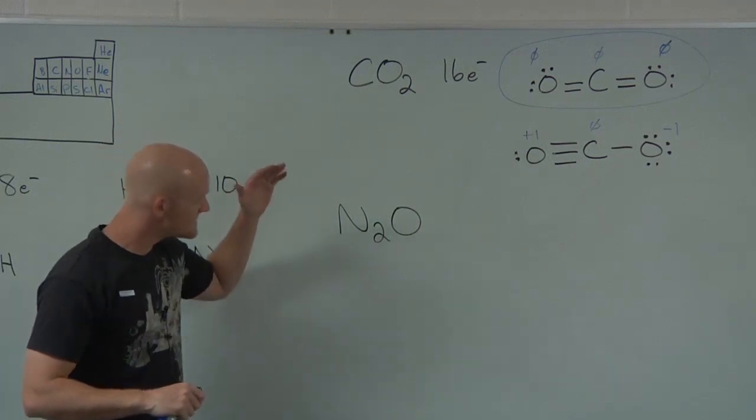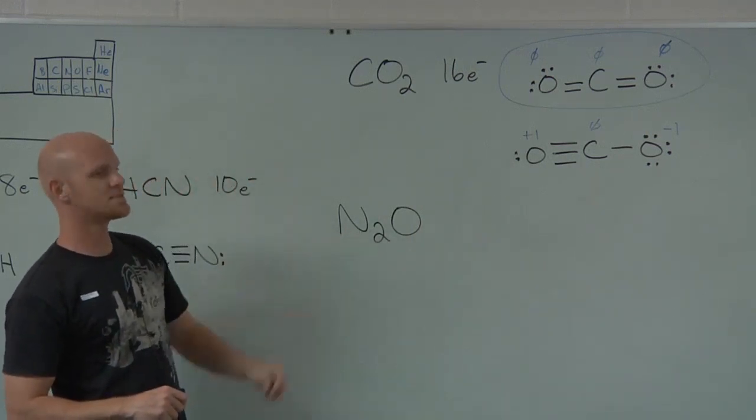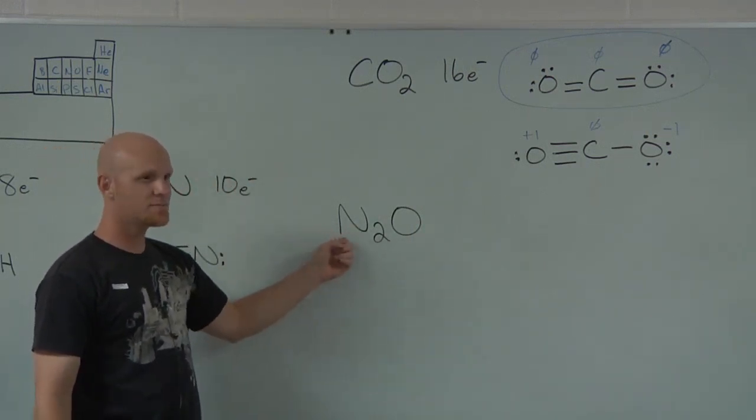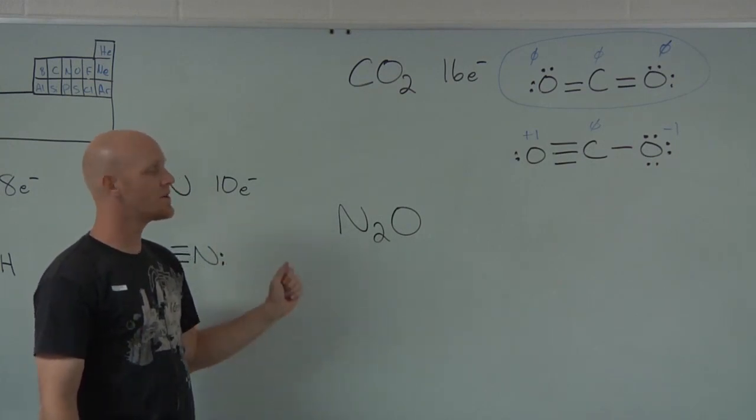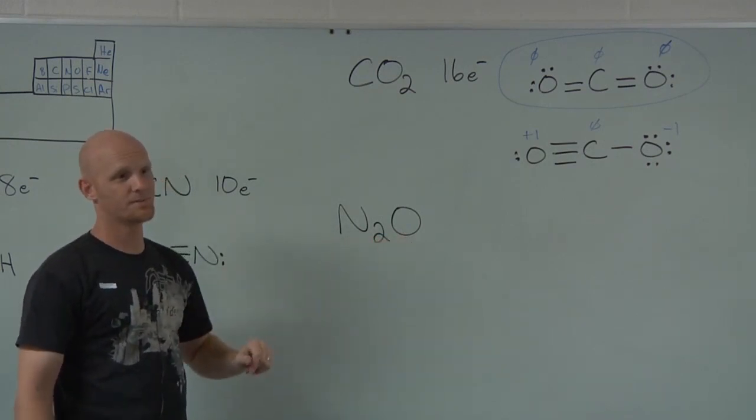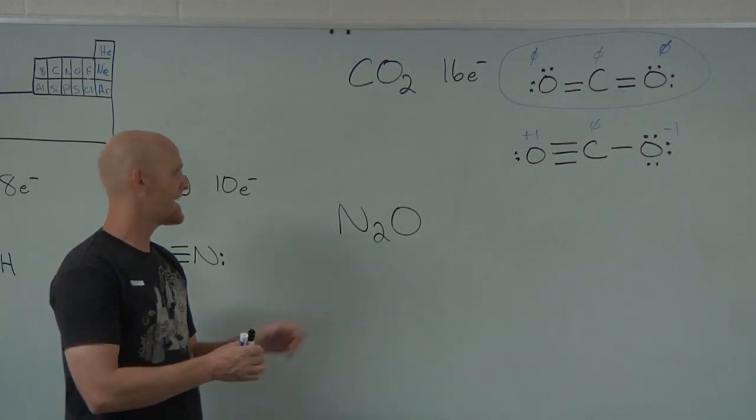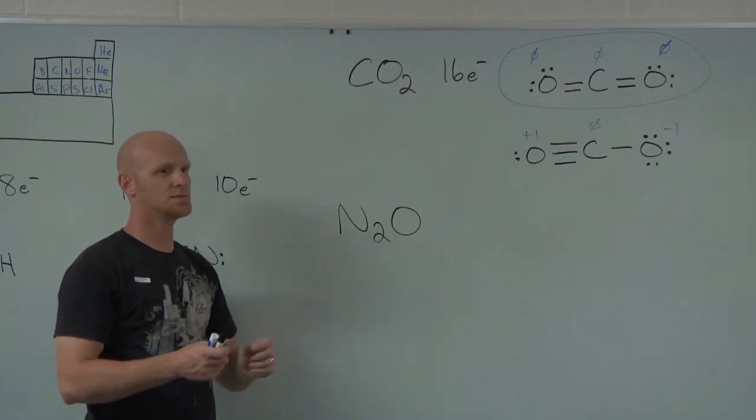And so he gives you, give me his Lewis structure. This is a doubly tricky question. If I want to give you a hard one, this is the one I'm going to give you. So how many total valence electrons in N2O?